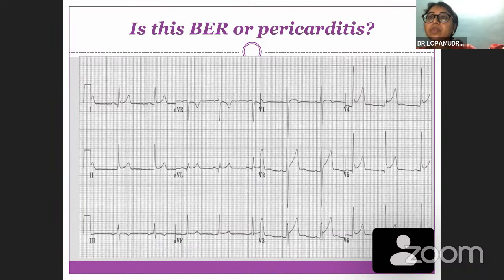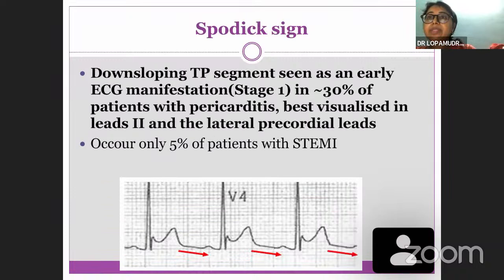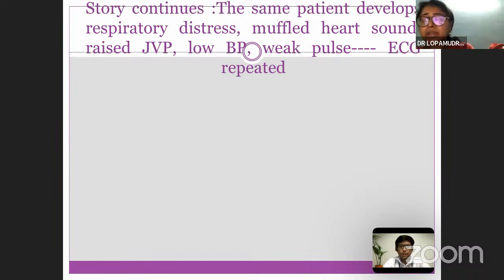There is another sign, that is the TP segment. If TP segment depression is present, that is called the Spodick sign. That is more selective for pericarditis, because only 5% of patients will have this sign in case of STEMI.